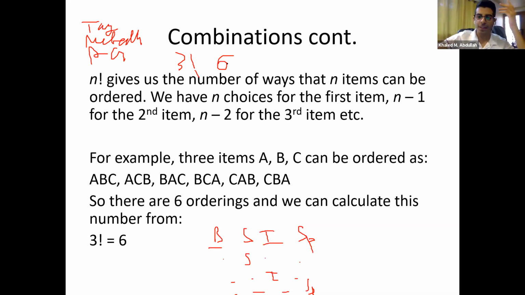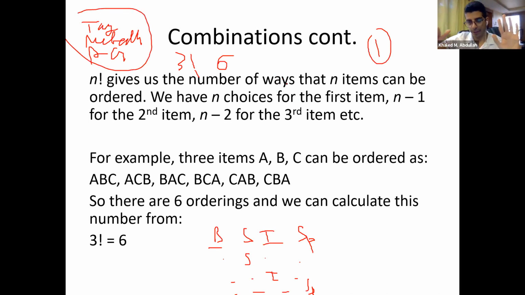But the idea is that we're not going to use this here because we don't care about the order. What combination says is that I don't care if he's going to listen to this or this or this or this or this. I just care that he's going to listen to all 3. So there's only one combination of listening to all these 3 songs, but there are 6 permutations.